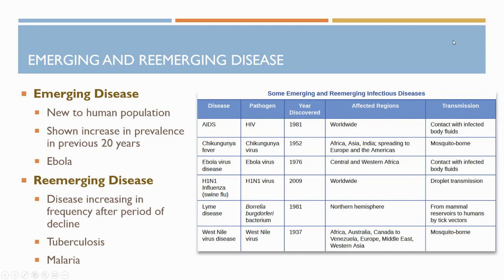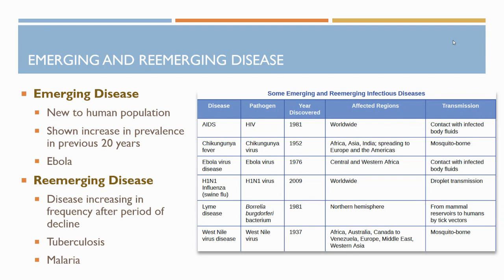So when we talk about emerging and re-emerging disease, emerging diseases are new to the human population. They have shown an increase in prevalence in the previous 20 years. Ebola came about, SARS, MERS, the Middle East Respiratory Syndrome, West Nile. We've got all kinds of emerging diseases, and now COVID. And so for at least 20 years or more, the CDC and WHO have been on the watch and trying to raise alerts. And when governments listen, we can nip those in the bud.